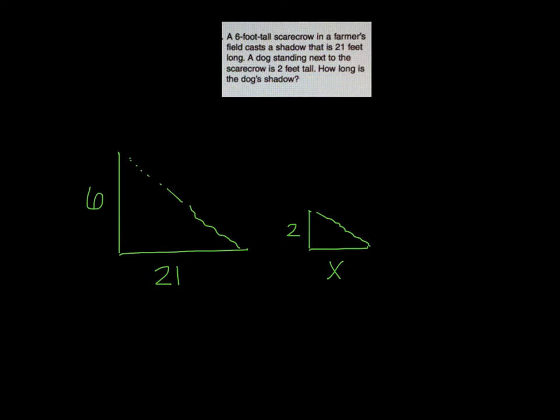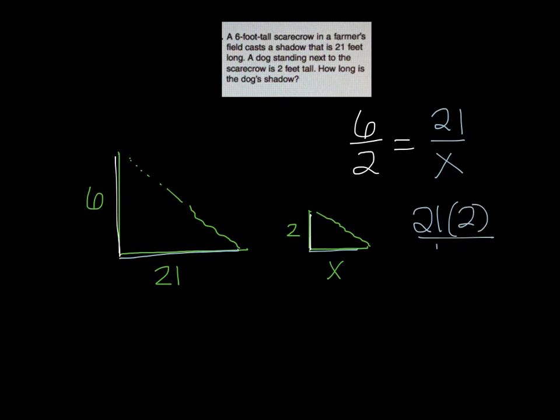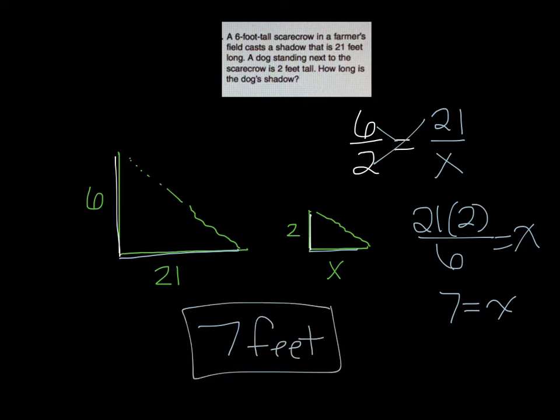Now we're looking at two similar figures, and we can figure out our missing side length. I'm going to say the height of my scarecrow over the height of my dog, so 6 over 2, equals the shadow of my scarecrow over the shadow of my dog, 21 over x. Now I do 21 times 2 divided by 6. That's my cross multiplying, and it will give me x. x equals 7. So how long is the dog's shadow? 7 feet. Let's see if that makes sense with the problem. This is 3 times bigger, so this should be 3 times bigger, and it is.